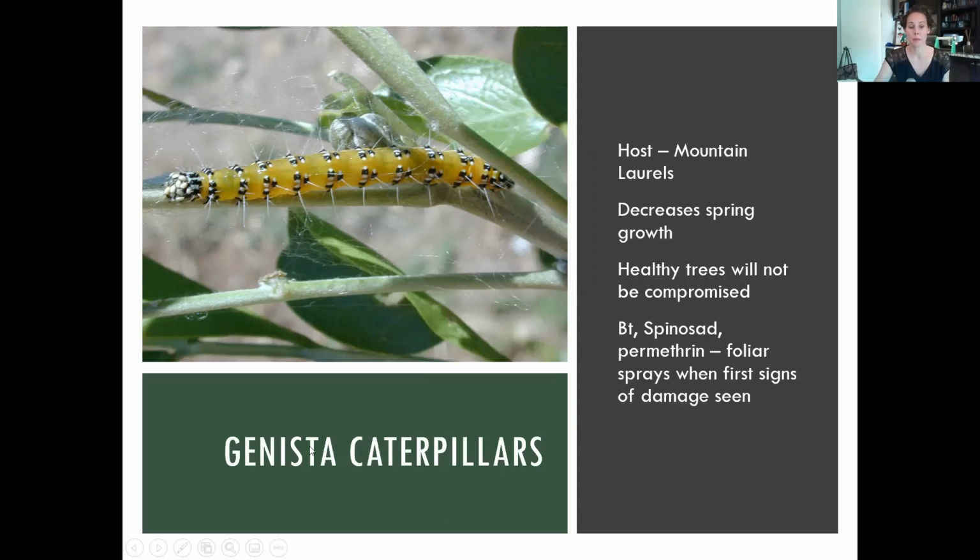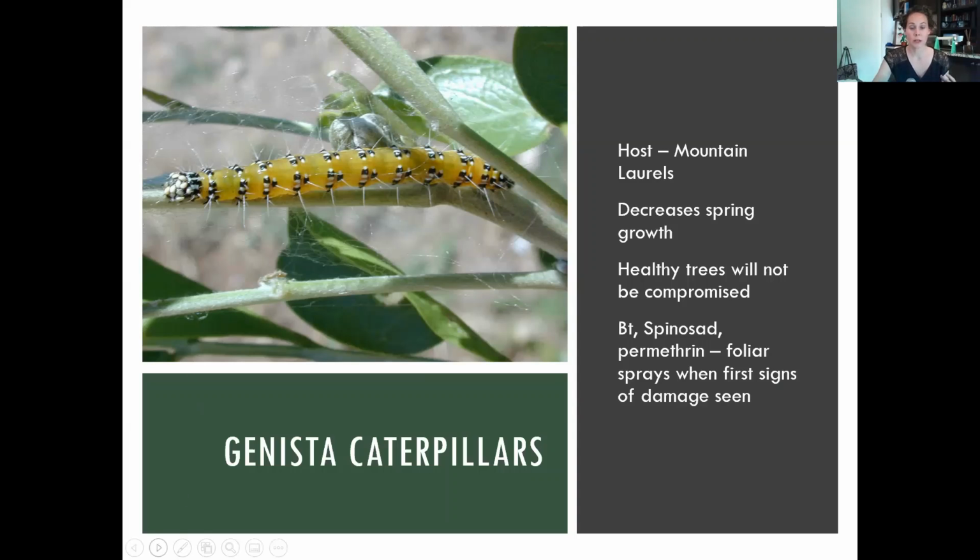Caterpillars, any caterpillar, you can control organically with BT. BT is for caterpillars. So get the worm, it should say like worms or something on the BT, Bacillus thuringiensis, specific just for caterpillars, kills nothing else except for caterpillars. And then spinosad is another good organic option, or just permethrin or any other synthetic pyrethroid.